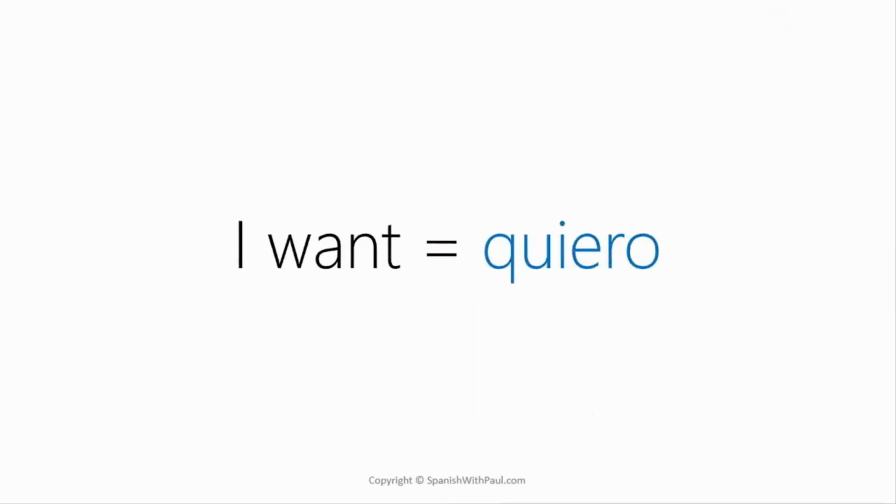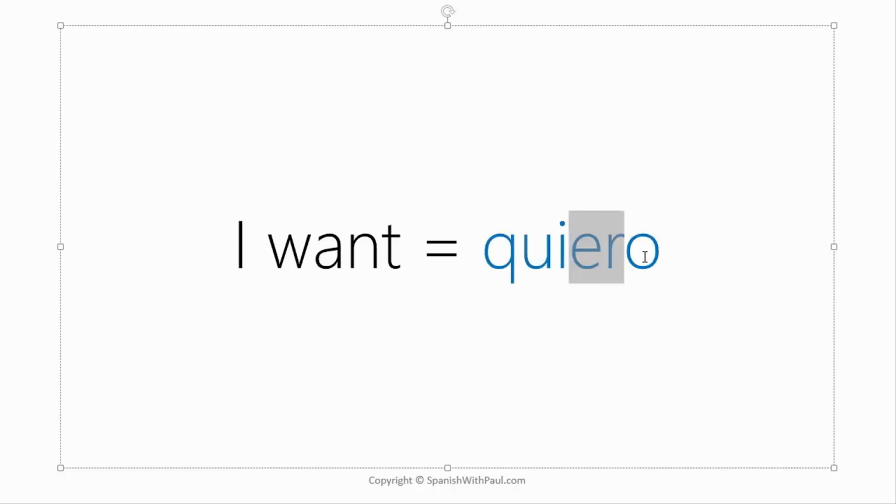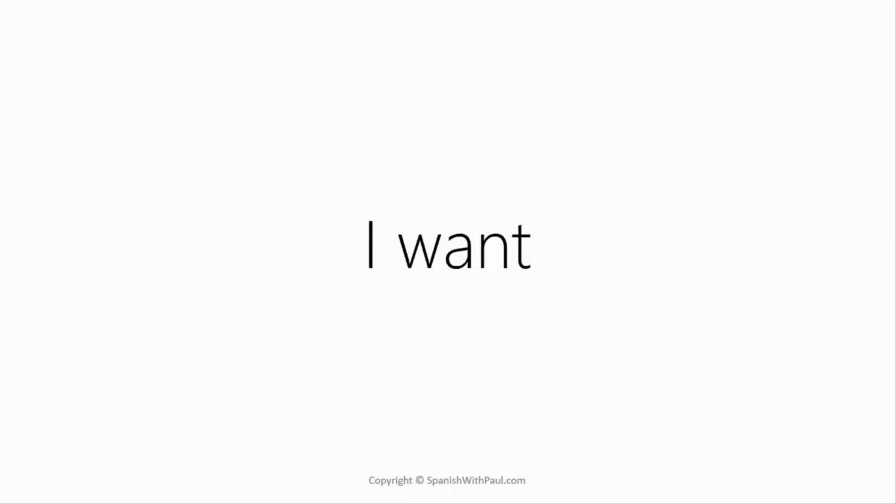To say I want in Spanish is quiero. So we have QUI for qui and then ero, quiero. In English we have the I here, but Spanish verbs work quite differently. It's actually the O here in the verb that indicates I. So anytime we have a verb with O at the end, it always means the first person, I. So I want would be quiero. Try to say it now for yourself. I want. Quiero.